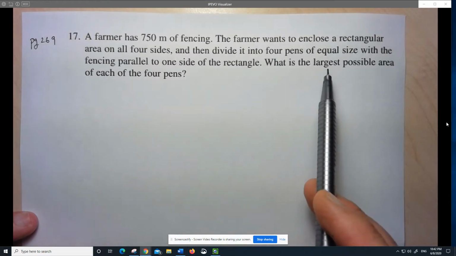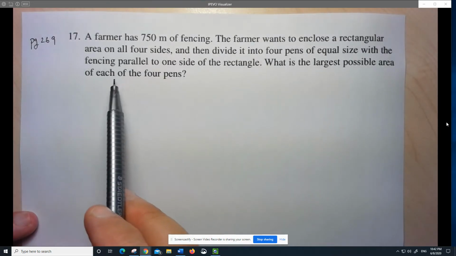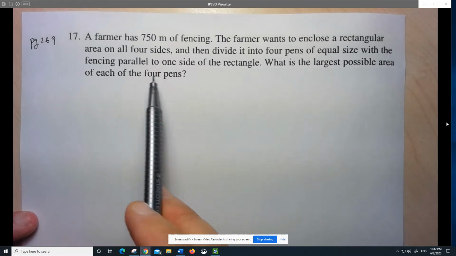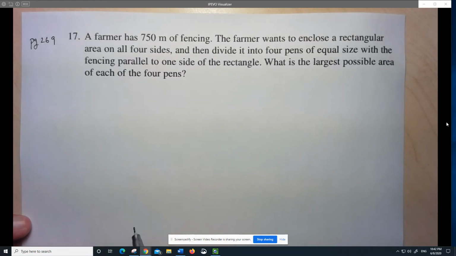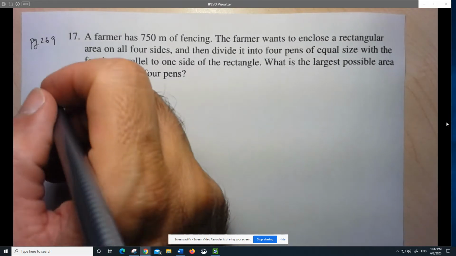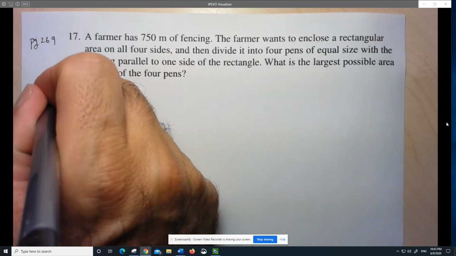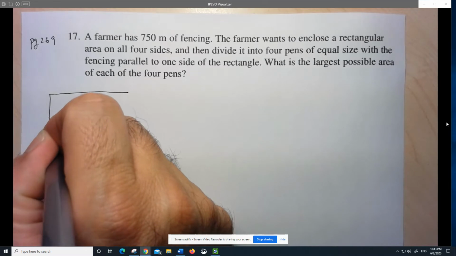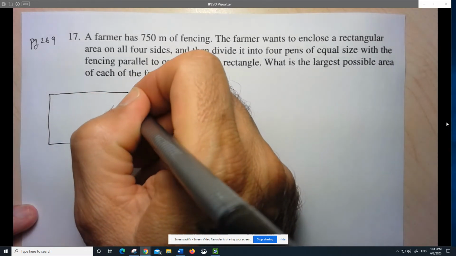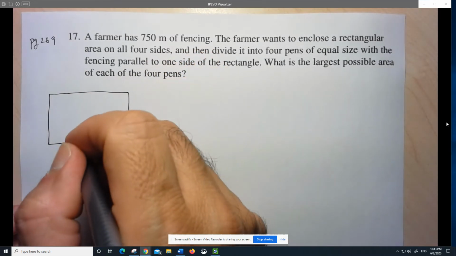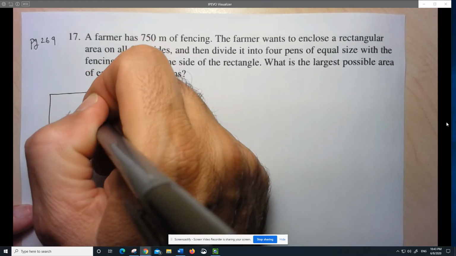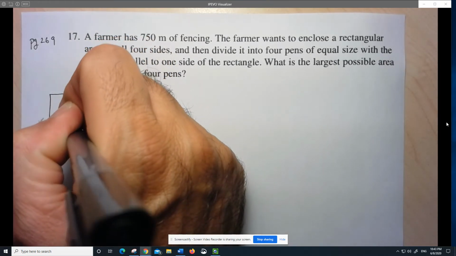They're looking for the largest possible area of each of the 4 pens. Okay, so it looks like they're looking for the maximum areas for the individual pens. But of course these pens are all the same size. So we have some rectangle. It's going to be fenced on all 4 sides, and then we're going to take this and split it up into 4. Okay, so we've got something that looks like this.